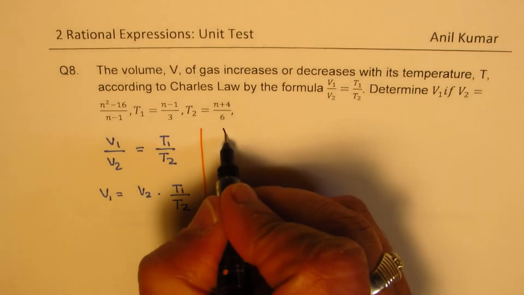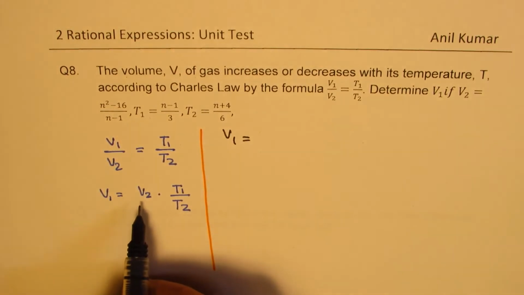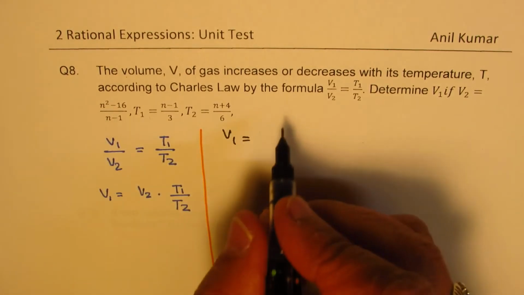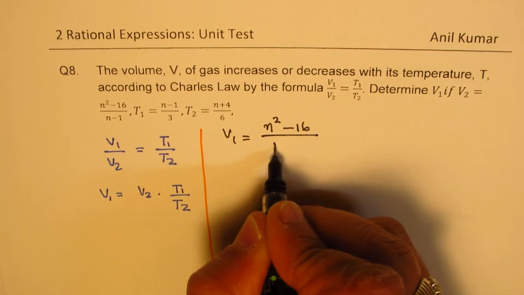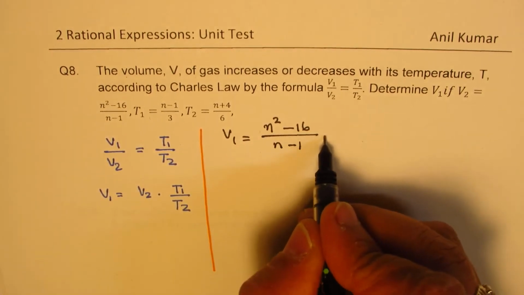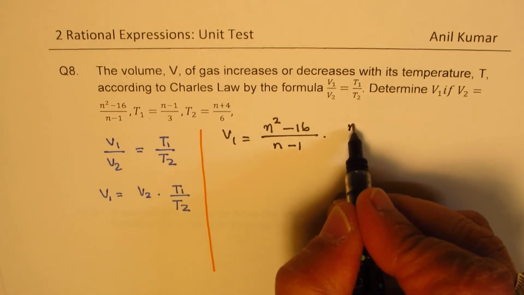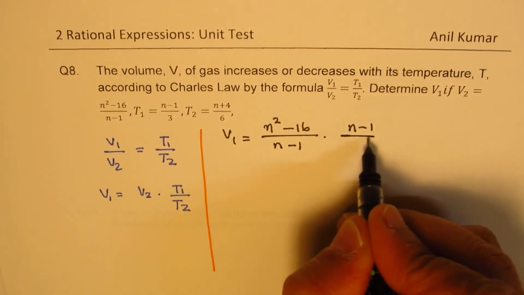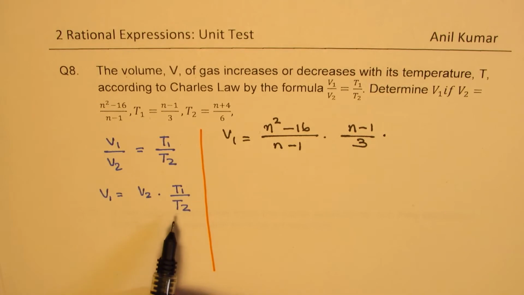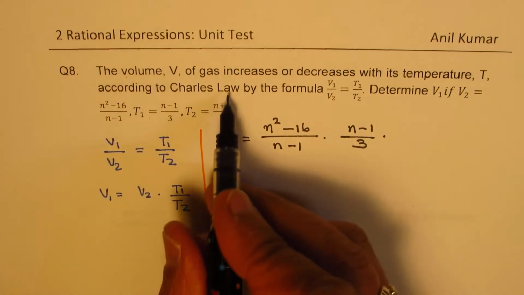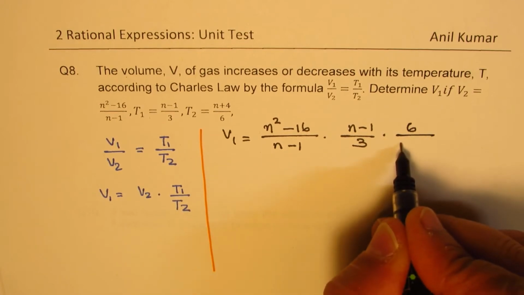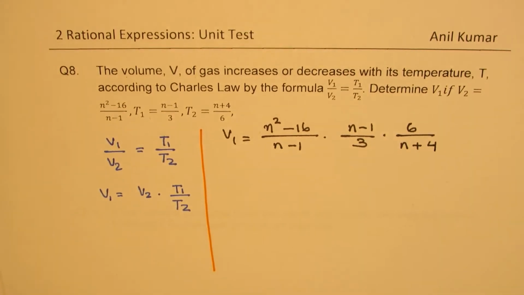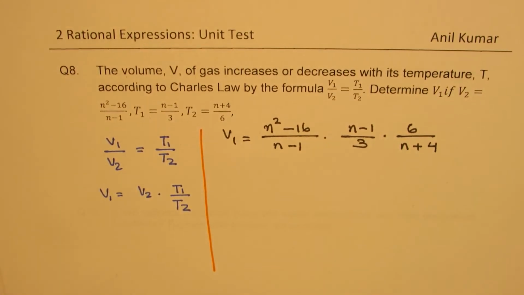So let's write V1 as equal to V2. V2 is given to us as n squared minus 16 over n minus 1 times T1, which is n minus 1 over 3. Now this is divided by T2, right? So this will be the reciprocal. So it becomes 6 over n plus 4. Does it make sense to you? So that is how we can write the expression for V1.